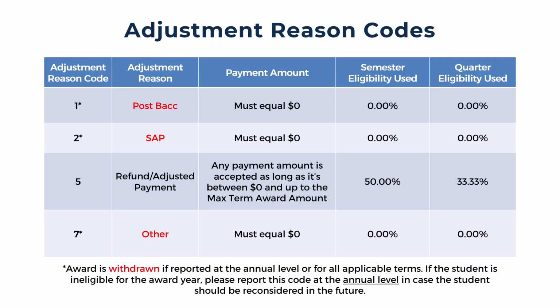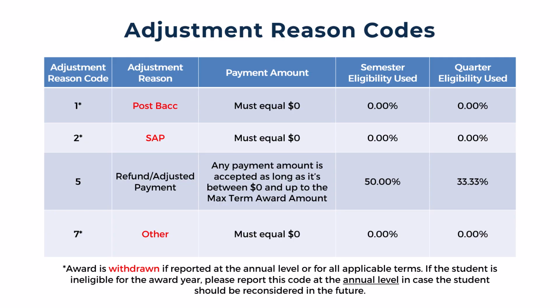Now let's take a look at adjustment reason codes. These codes are reported in a separate field different from enrollment status codes. An adjustment reason code of 1 indicates the student is enrolled in a post-baccalaureate program and therefore ineligible for an MCS payment. An adjustment reason code of 2 identifies the student as not meeting SAP and is also ineligible for payment.